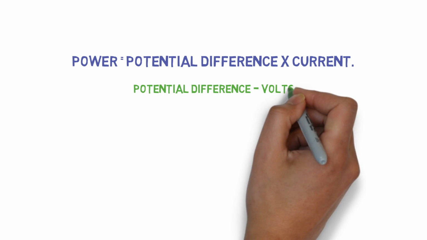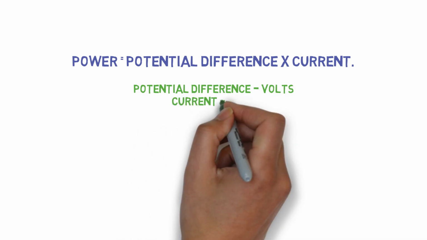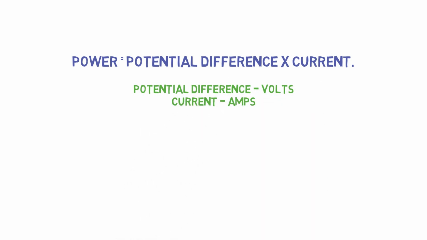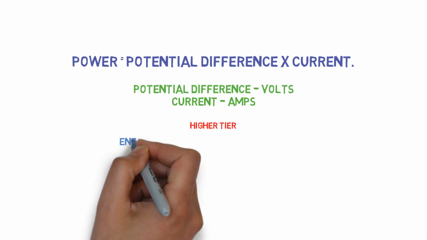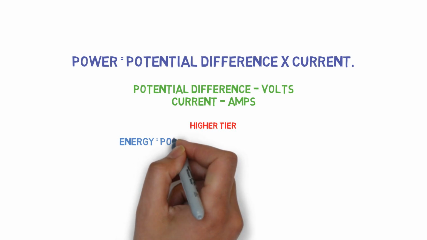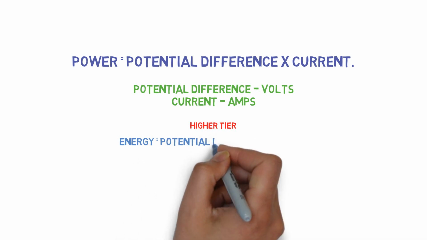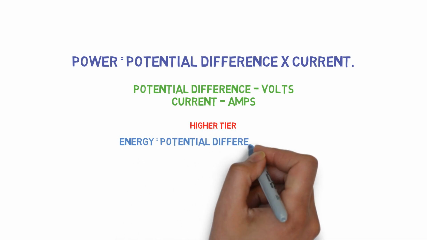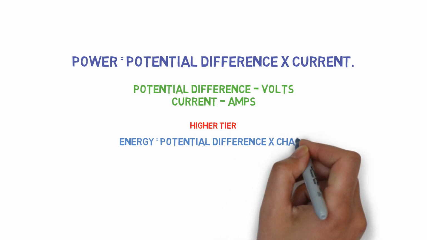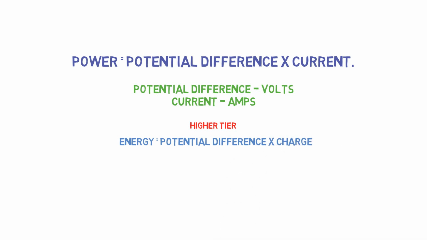Finally, higher tier students need to know that you can work out the energy transferred by an electrical supply using this equation. Energy equals potential difference multiplied by charge. Energy is measured in joules, potential difference in volts, and charge in coulombs.